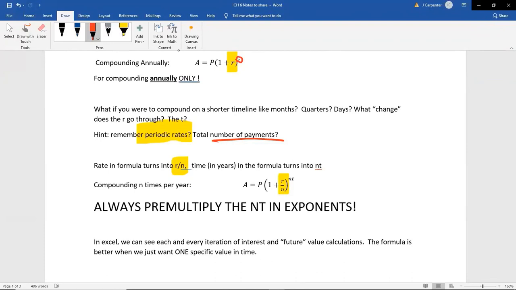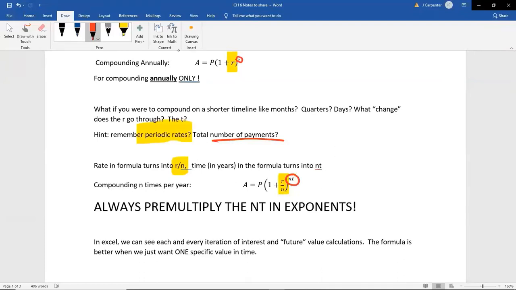So the exponent goes from just being the time in years to being n times t, where n is the number of periods per year, t being the number of years. So again, the exponent is really the number of times you compound. If you compound annually, that means the exponent is the number of years. Compounding any less means you have to take the number of years times the number of compound intervals per year.